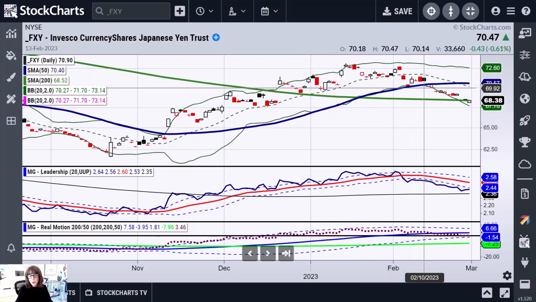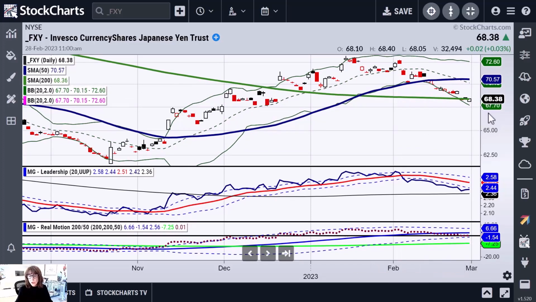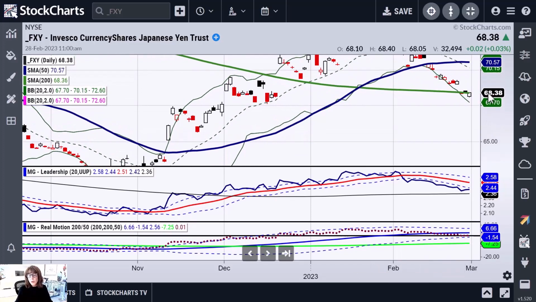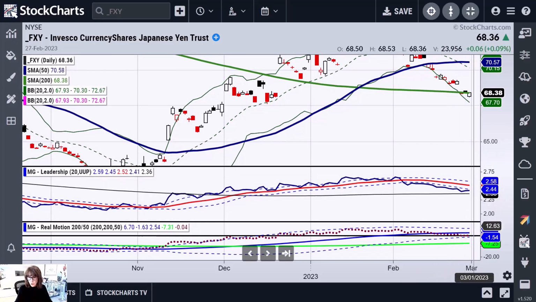We eventually broke down underneath the 50-day moving average. We are now in what is called a distribution phase because the 50 is above the 200, but the price is just below. And so we'll see if that gets any kind of follow through or whether or not we're actually going to be hitting some kind of bottom. Clearly, you can see this is well underperforming the UUP. We'll take a look at it against the euro in a moment.